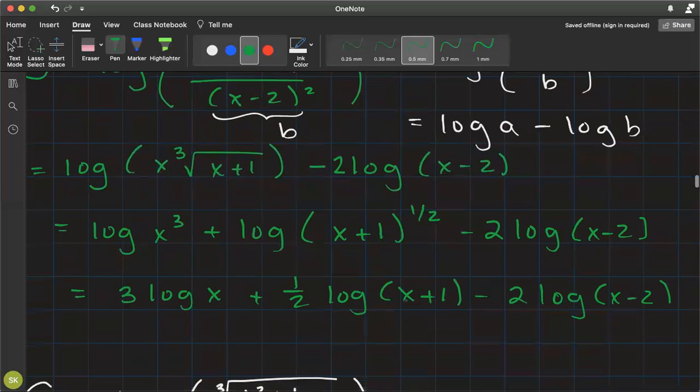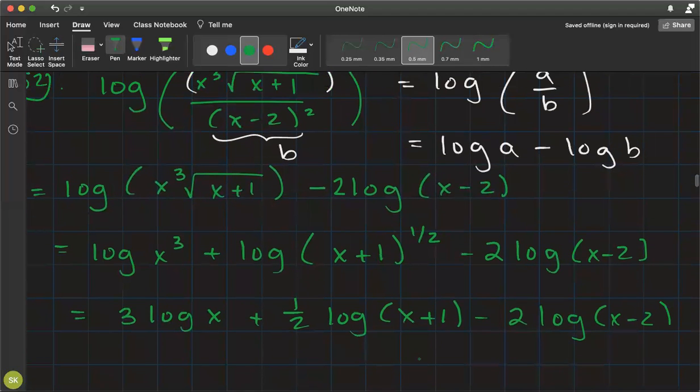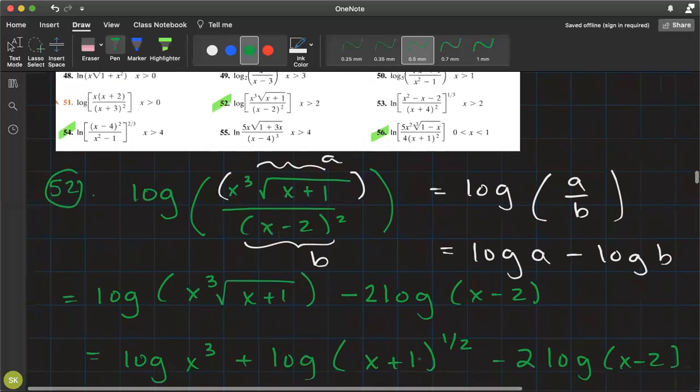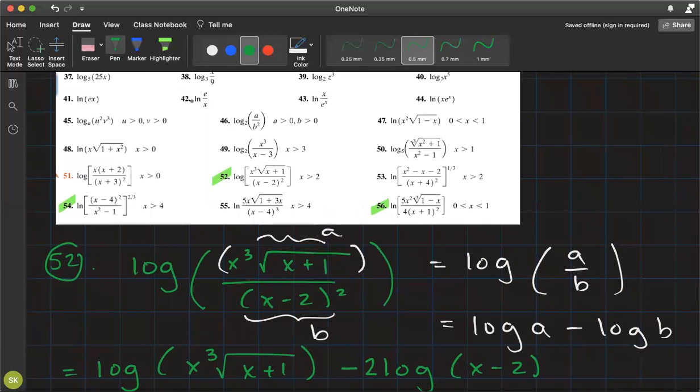And if possible, if I had something repeated, like if this was an x plus 1 and this was an x plus 1, and as long as the base is the same, I could add the coefficients. But since I don't have anything repeated in those logs, I'm just going to leave it just like this. This is as simplified and expanded as we can get it. Okay, so we've done 52. Let's do these last two.